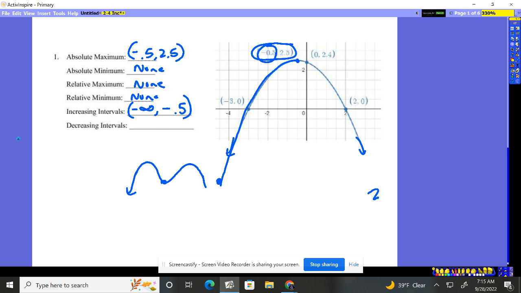Decreasing intervals, well, it starts decreasing from that negative 0.5 to positive infinity. As it starts from there, it starts going down, going to the right forever.